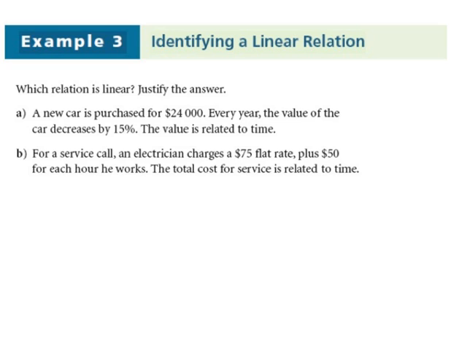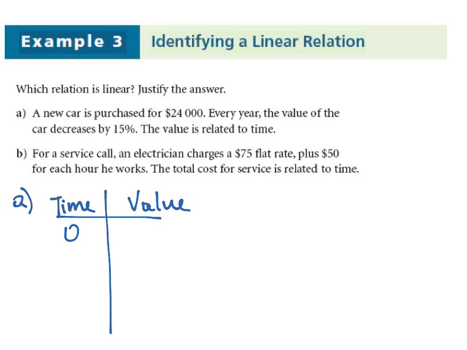In this case, let's set up a table of values to see whether or not the value changes with time constantly, to be a linear relation. So I'm going to have time, and we're going to have value. When we buy at time 0, the value is $24,000. Now, what happens after the first year? After the first year, the original value decreases by 15%. Therefore, it is at 85%.